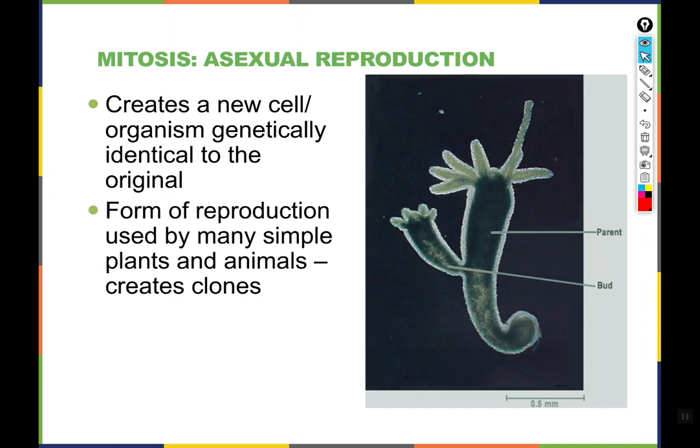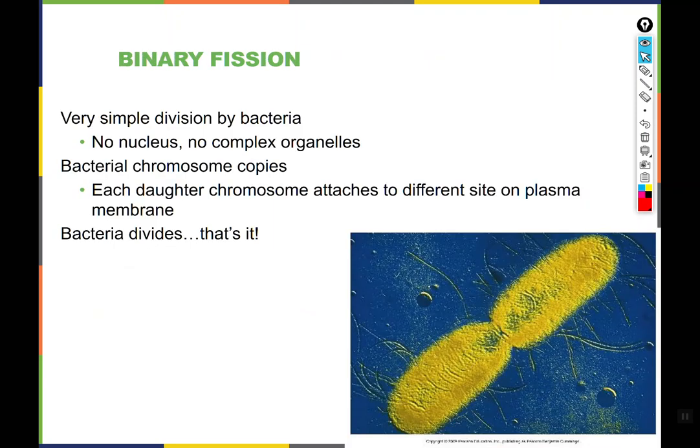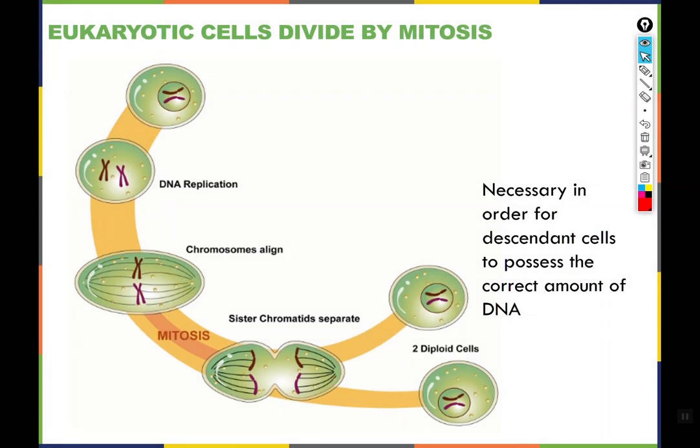This is a form of reproduction used by anything that's simple enough to do this, but when you get really, really complex, this stops being possible. Obviously humans, for example, can't bud. I can't grow a new me out of my side. For unicellular organisms, this comes in the form of binary fission, which we already covered, so I'm going to skip through this because we talked about it in the last video.